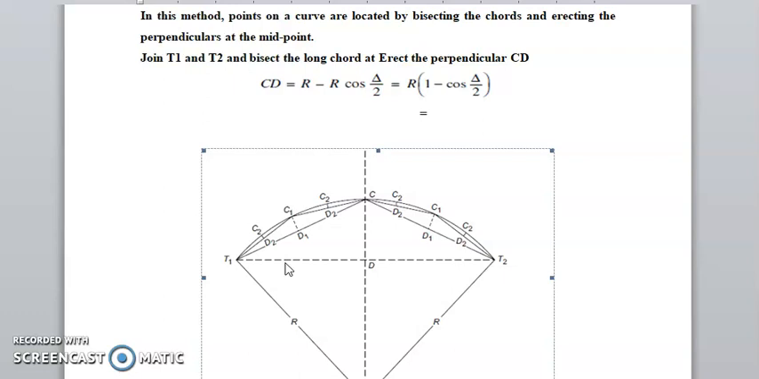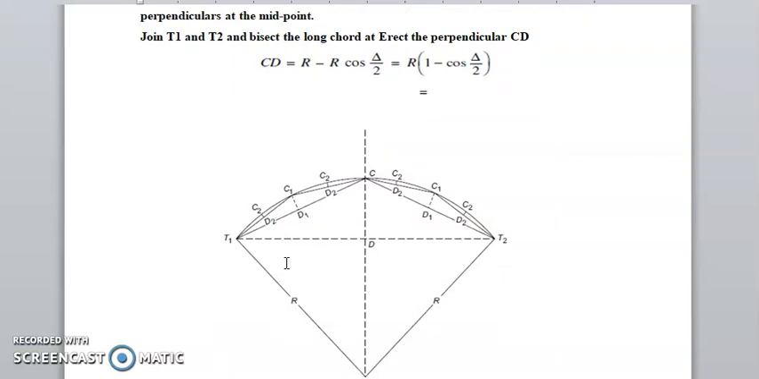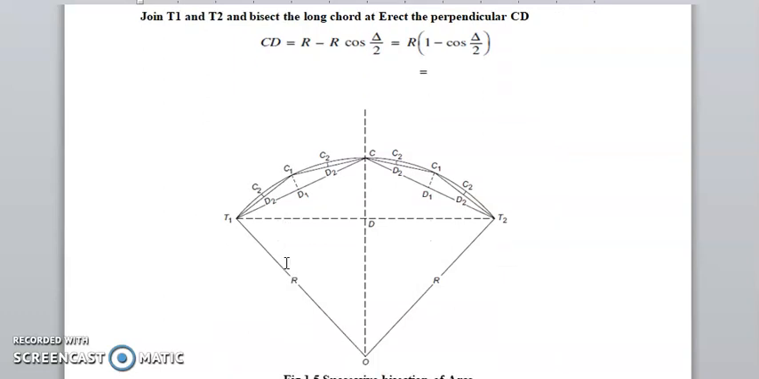CD is equal to R cos delta by 2, equal to R(1 minus cos delta by 2). This is the formula for the long chord erective perpendicular CD. You can see the figure. This is a long chord, already you studied in survey.